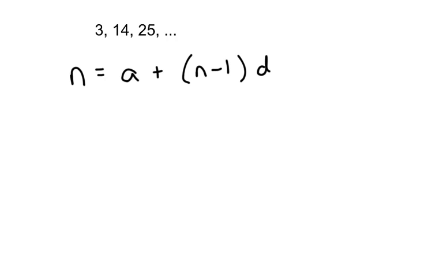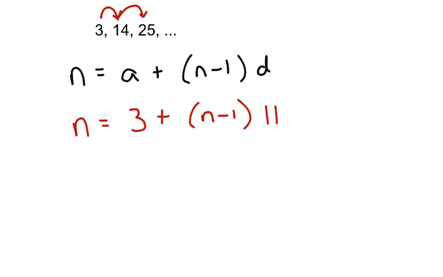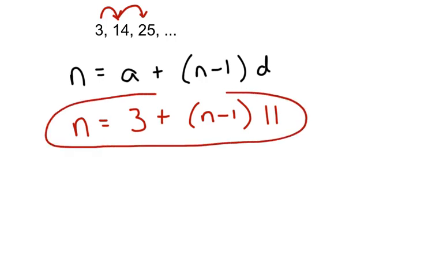In this case, we're looking for the nth term, so our formula is going to be n equals a, where a is our starting number, that's 3, n minus 1 is just going to be a part of our answer, and d is the common difference. How much does it change each time? And that's 11. So a formula for the nth term of this arithmetic sequence is right here: n equals 3 plus n minus 1 times 11.